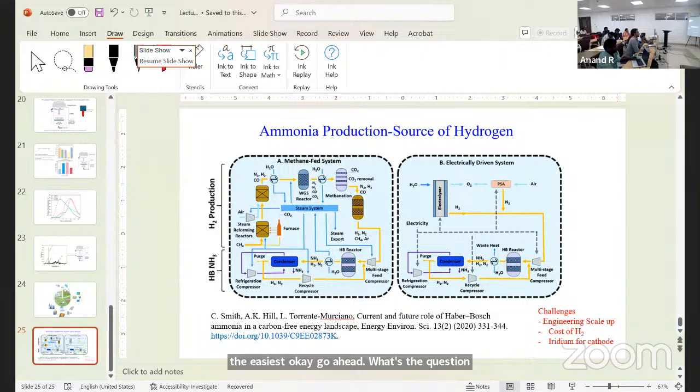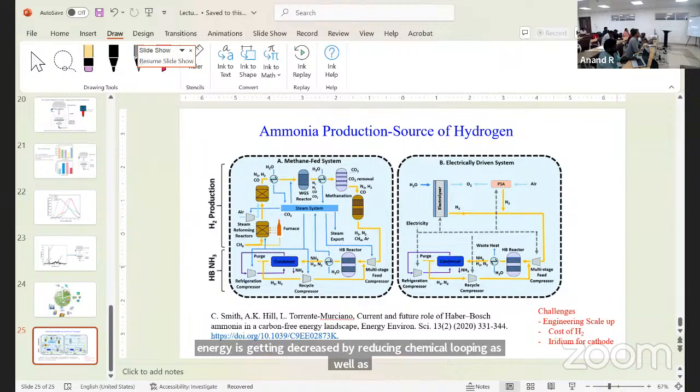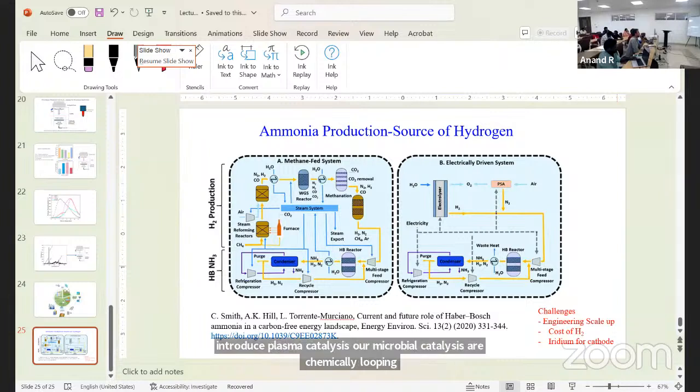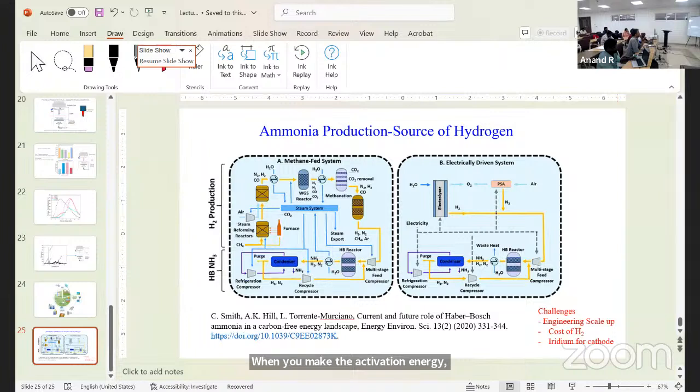Sir, before we discussed the kinetics, the activation energy for the reaction. Activation energy is decreased by introducing chemical looping as well as the plasma catalysis or microwave catalysis concept. Once you introduce plasma catalysis or microwave catalysis or chemical looping, you can minimize the activation energy. In the sense, the reaction can be achieved with the least activation energy. So how can we evaluate, in what way can we order it, sir? Which one obtains the least activation energy, incrementally?